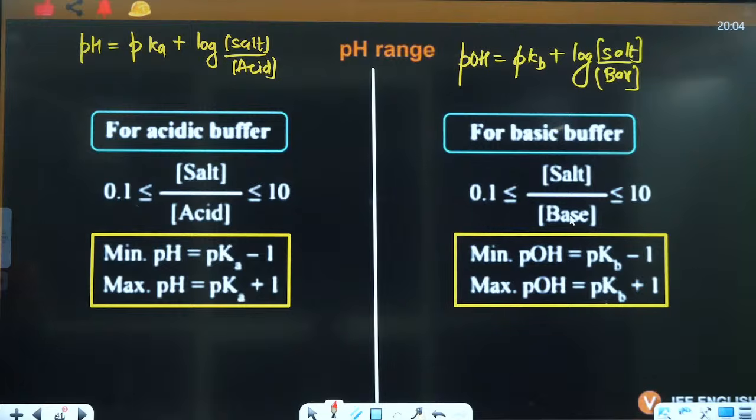Is that clear? Everybody in the chat box, tell me if that is clear to all of you or not. Right? Okay.